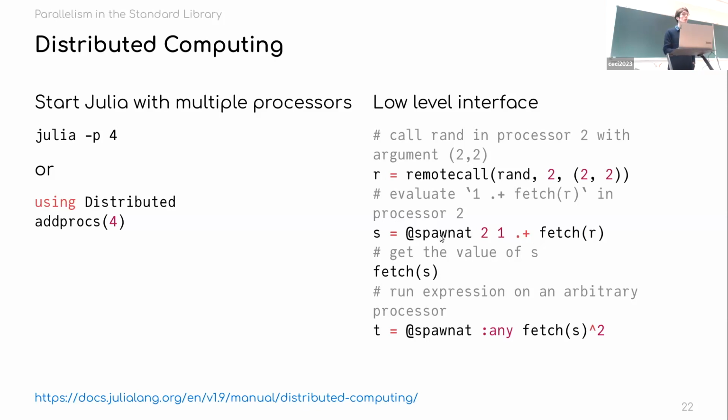So this creates a new task at processor 2. Then it executes this expression here, 1 dot plus, so add 1 to each element. Then I need the actual value of R, so now it's fetch R to get the result of this. Then you can get the value of S. Then if you don't care about what processor your task is being run on, you can put any here instead of a specific number.